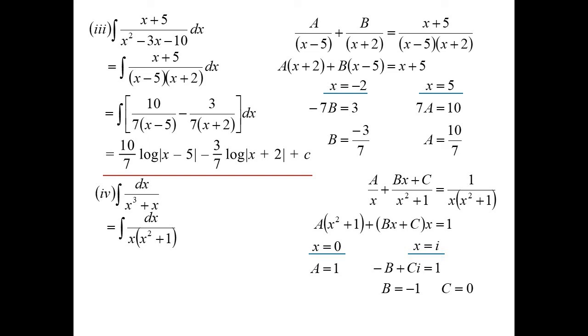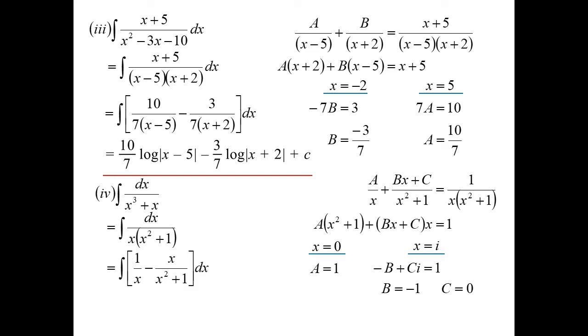So I get minus b plus ci is equal to 1. Well, the real part must equal the real part, and the imaginary part must equal the imaginary part. So b equals negative 1 and c equals 0. So you might prefer to expand out and equate coefficients. Of course, you can always do that.